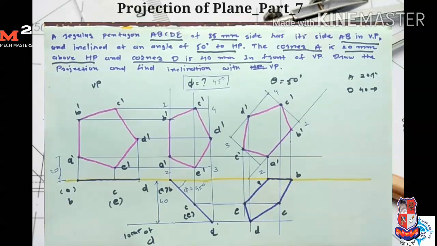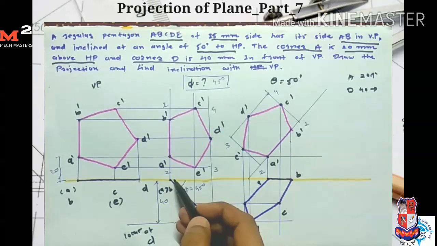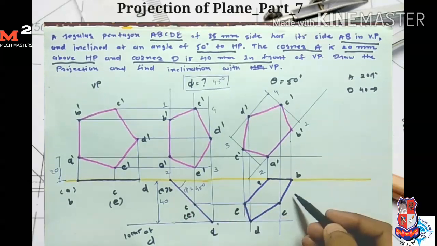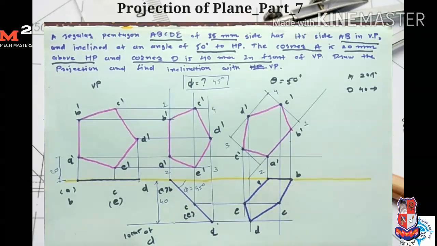Before ending, I just check whether points A and B are on the reference line or not, because the plane is resting on side AB. Here in the first stage points A and B are on the reference line, in the second stage points A and B are on the reference line, and in the third stage points A and B are on the reference line. So here I complete this problem and conclude this lecture. In upcoming lectures, we will solve the problem of circular and square planes. Thank you.